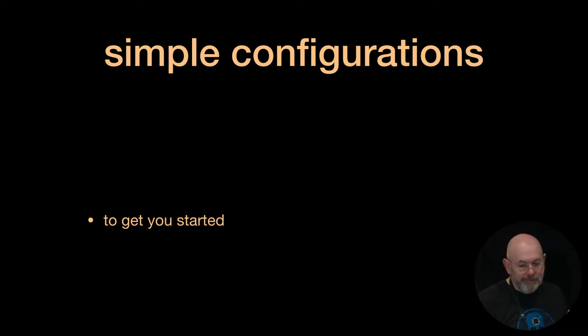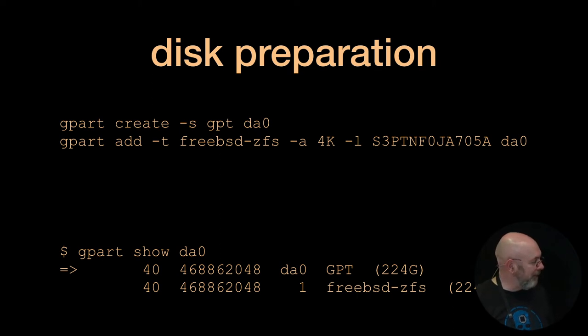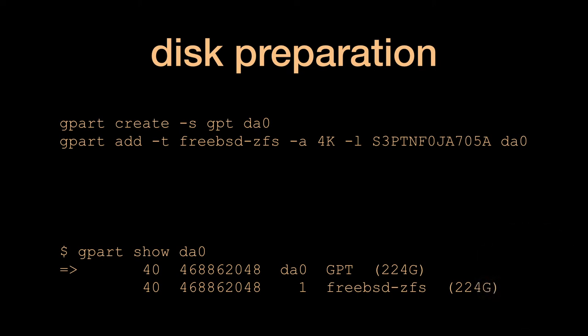So we're going to go through some very simple configuration things. Here, we're creating a partition on da0. We add a ZFS partition. This is just 4K alignment. This is a label, which is the serial number of the drive. And boom, that's what it looks like there. And you've got the ZFS partition.